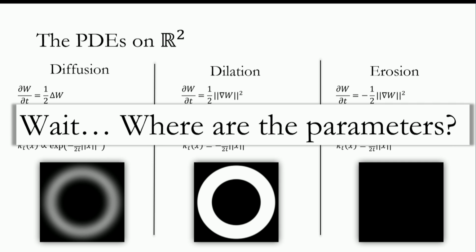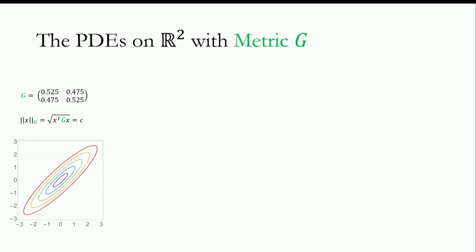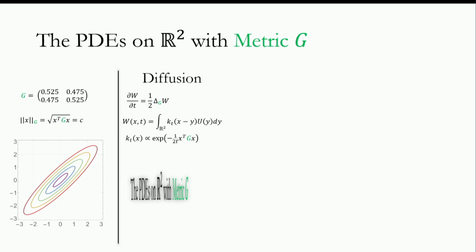Well, the parameters are hidden in the metric, because you can choose a metric on R2. So in this case, I've chosen the metric here. It's a 2x2 positive semi-definite matrix. And with this new metric, you measure distances differently. You measure it like this. And then here, I've plotted isocontours of this distance.